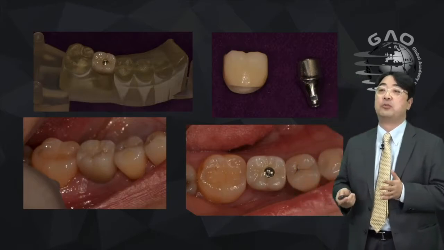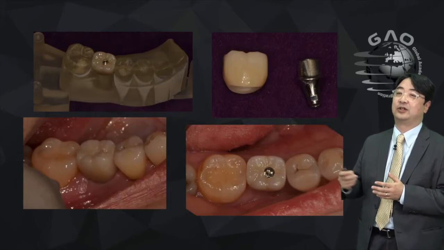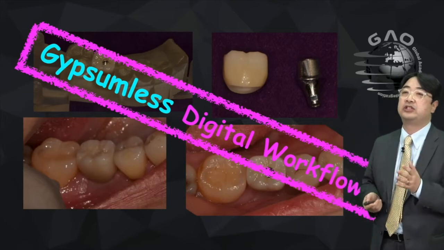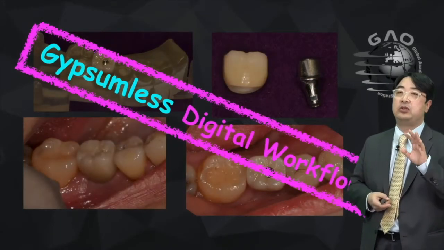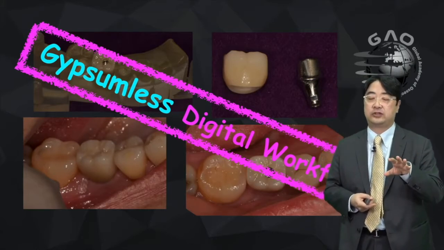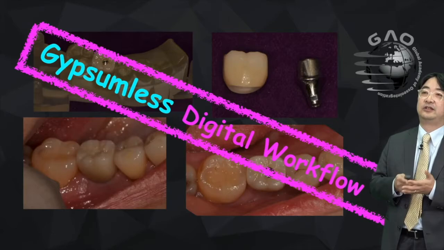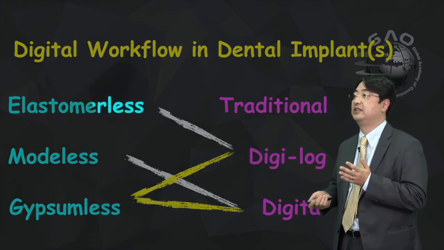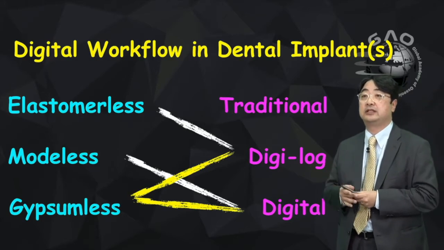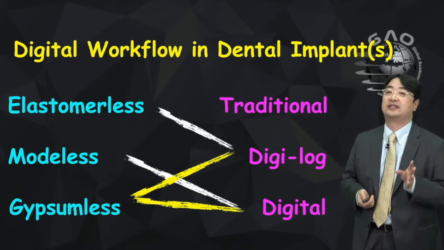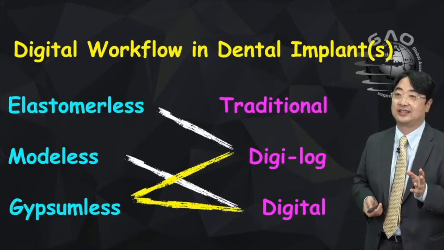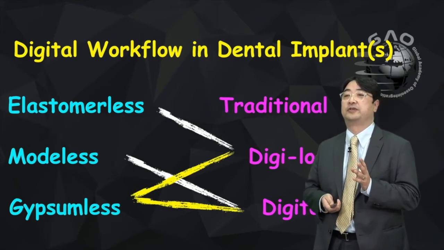So I'm using more of these cases. You can still call it a full digital workflow, but I'm calling it a gypsum-less digital workflow because I'm using a model that's not made from stone. I use a model that is printed. This is how I divide my workflows. In the office, when I send the prescription to the lab technician, I write down modelless digital workflow or gypsum-less digilog workflow like this. That's how I divide the workflows.